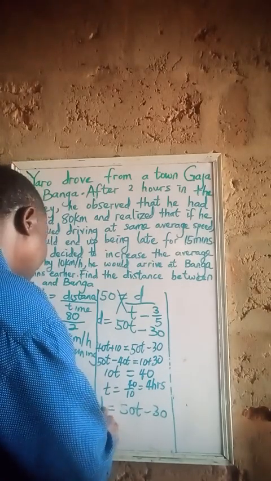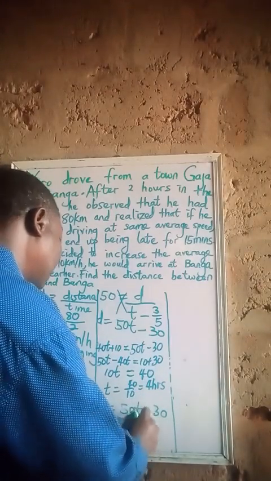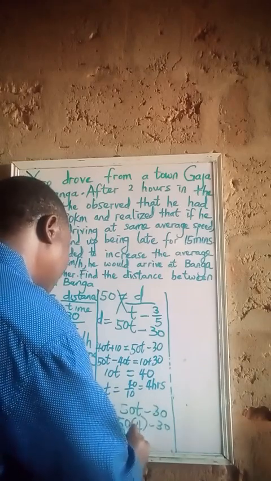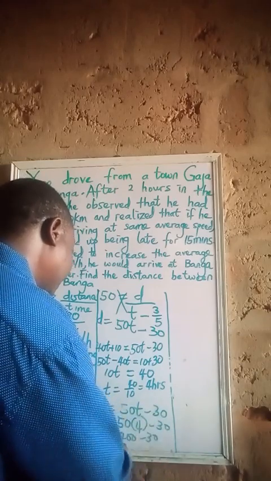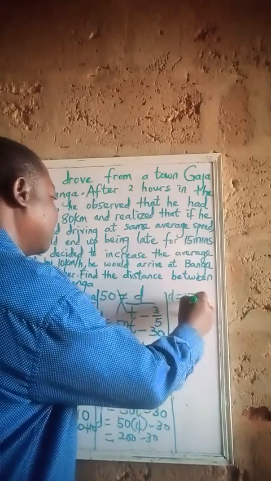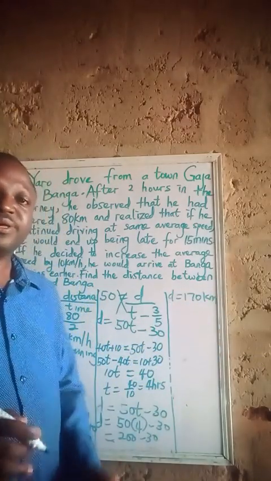So D now is equal to 50 times 4 minus 30, and that is 200 minus 30, that is 170 kilometers. So the remaining distance to cover is 170 kilometers.